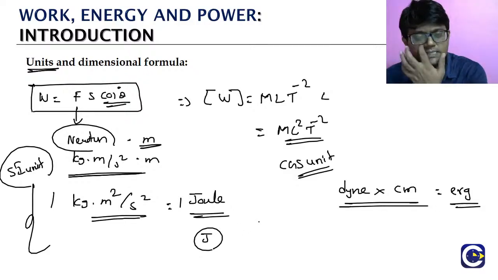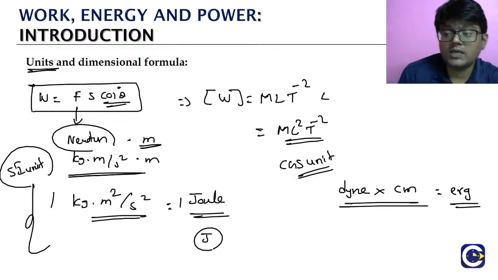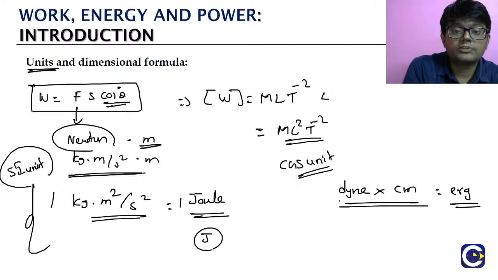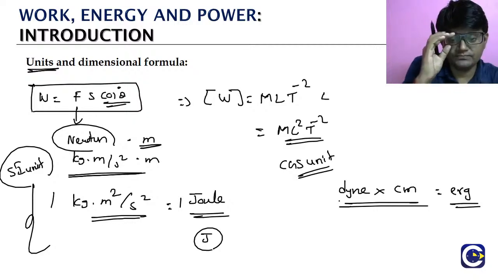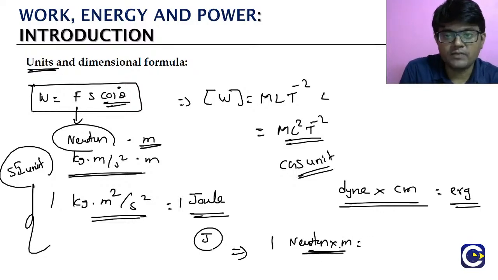What is the CGS unit of work? Dyne into centimeter. We will call it as erg. Okay. And we are of course interested in knowing what is the conversion between the CGS unit and the SI unit. So look at this. If you have 1 Newton into meter. Okay, so we will not use the word Newton into meter. Why? Because this is Newton into meter, right?